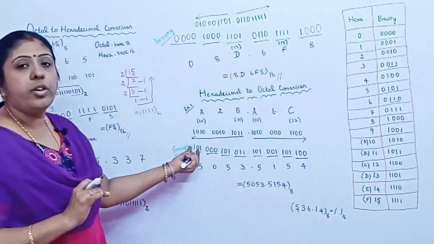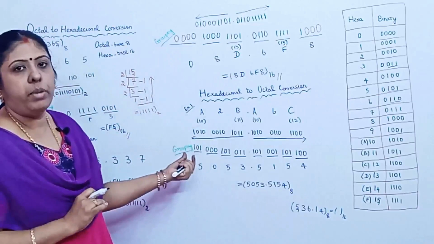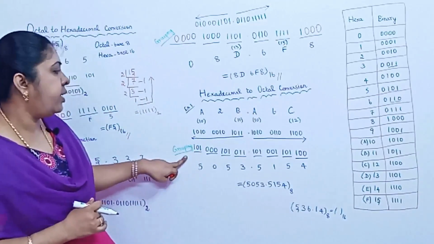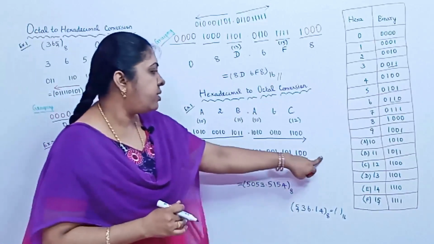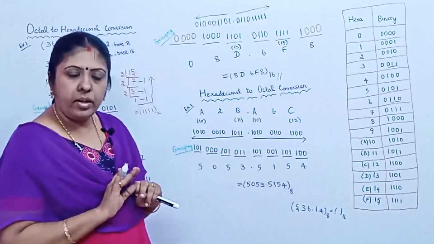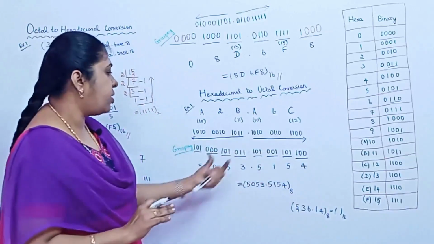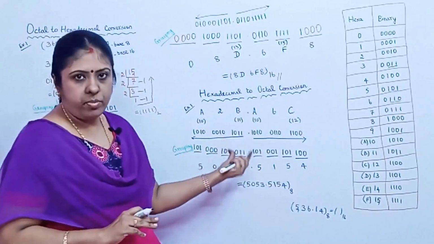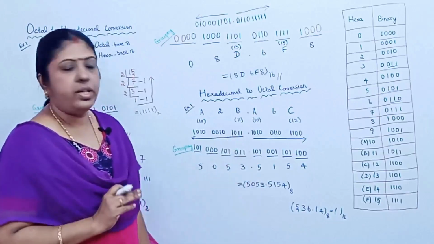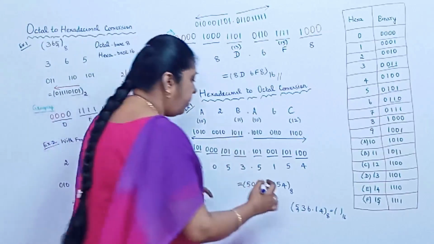Suppose if we are left over with a single binary digit or a double binary digit, we can add zeros here in the integer part as well as add zeros here in the fractional part. Since it is not needed, we had not added any zeros. Directly the values are grouped here and substituted, and the concerned octal value is found and it is written here.